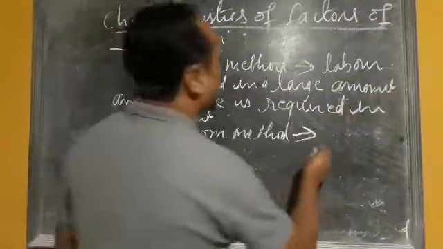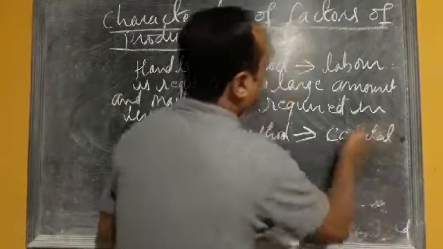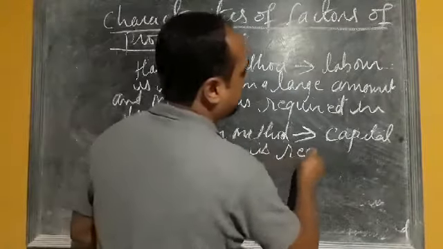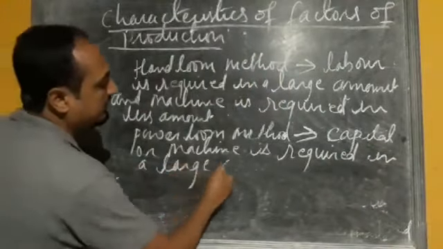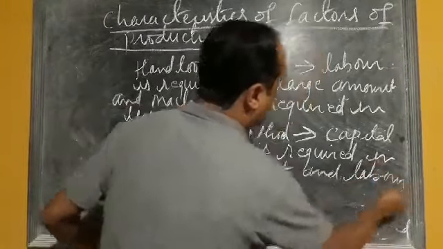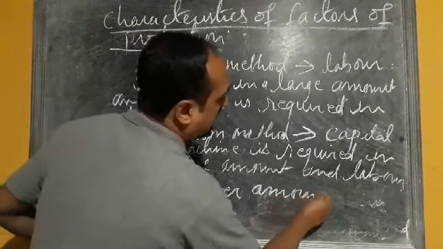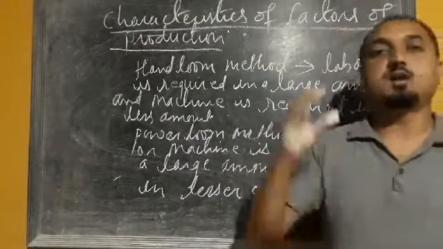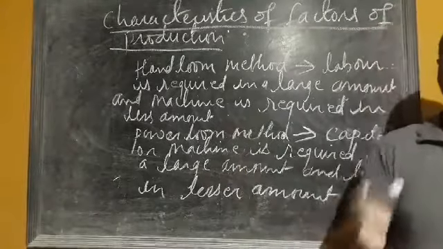So in the power loom method, machines or capital are required in a large amount and labor in a lesser amount. So the second point says that whenever we combine different factors of production for any productive activity, it is not necessary that we combine them in a fixed proportion or in the same quantity.